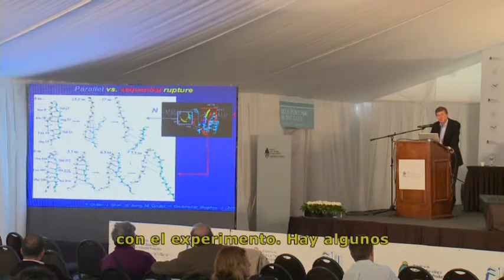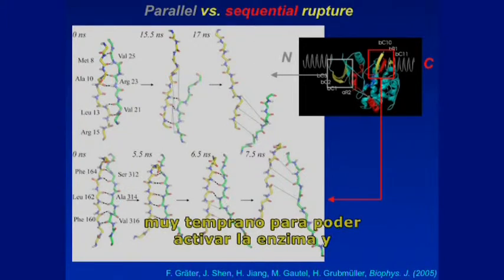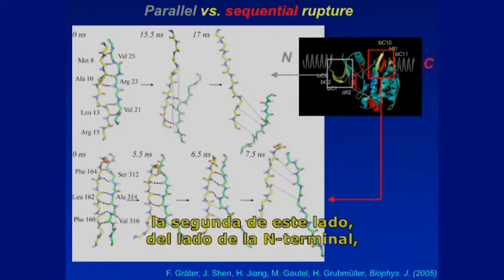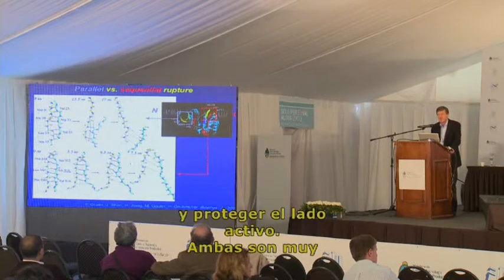And there's one nice side story to it. There are two beta sheets here. The one which needs to be destructed very early in order to be able to activate the enzyme. And the second one here on this side, on the N-terminal side, which needs to be intact to preserve and protect the active site.